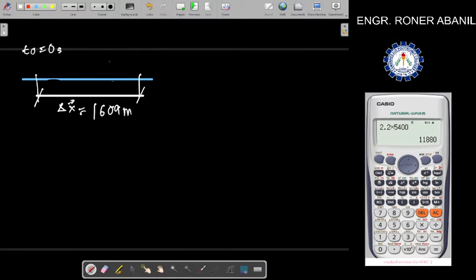So, natapos niya, kunwari nandito yung object, ganito na lang. Tumakbo siya, no? Papunta dun. So, ito yung final time niya. Nung nakaabot siya dito sa 1,609, yung time niya daw na na-cover is 4.740 seconds. Ayan. Ito yung papunta. Tapos, bumalik siya ngayon. Okay? Ito na yung pagbalik niya.